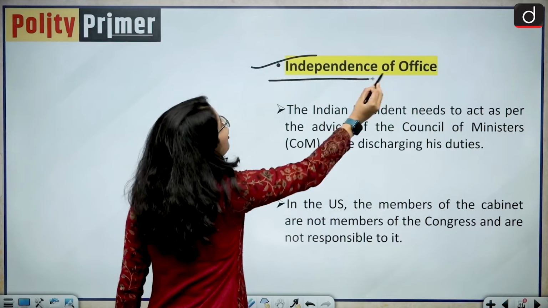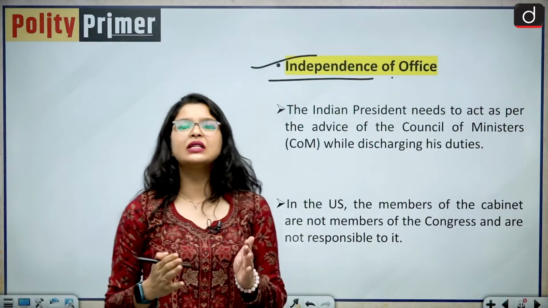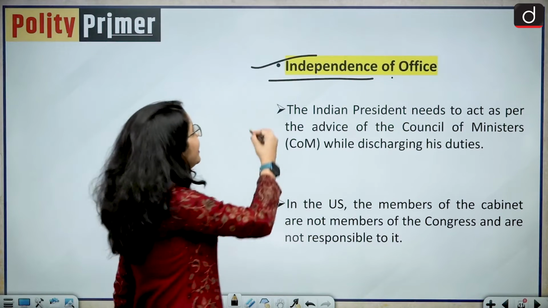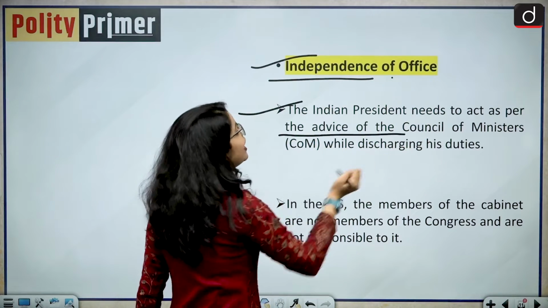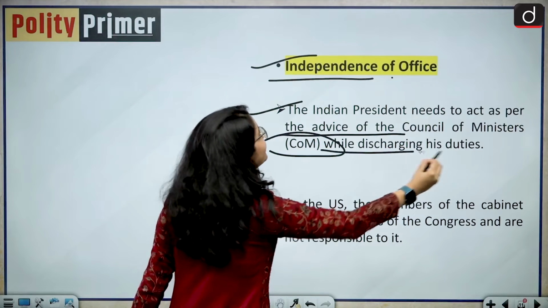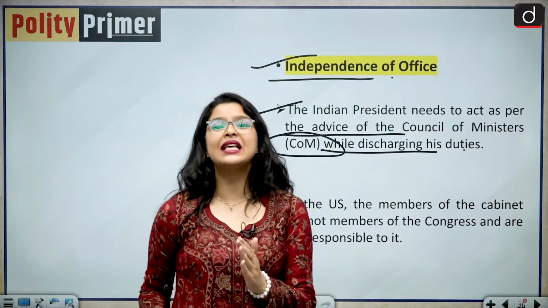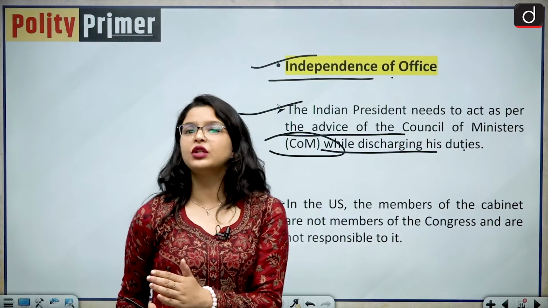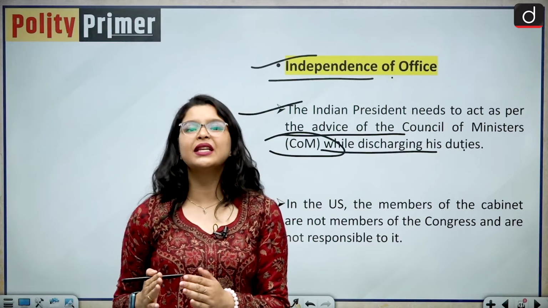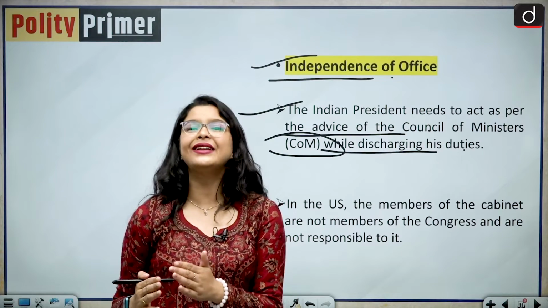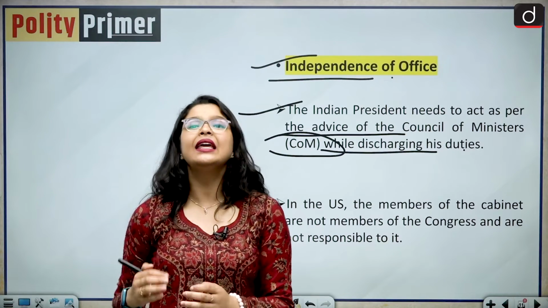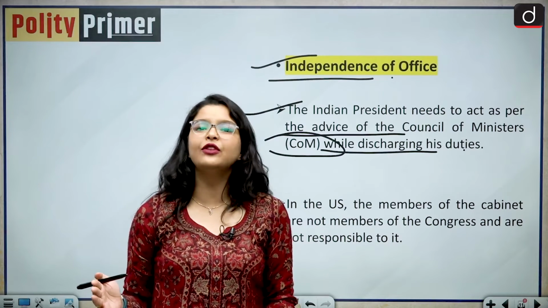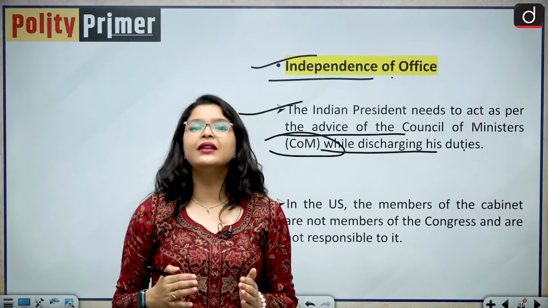Then independence of office. There is also a difference between the US president and the Indian president in terms of independence of office. The Indian president needs to act as per the advice of the Council of Ministers while discharging his duties. He has absolutely no discretionary powers given to him in our Indian Constitution. On the other hand, the US president is very independent. In fact, he is the head of the cabinet, and he can remove the cabinet and appoint the cabinet. So he is not bound by the advice of his cabinet.